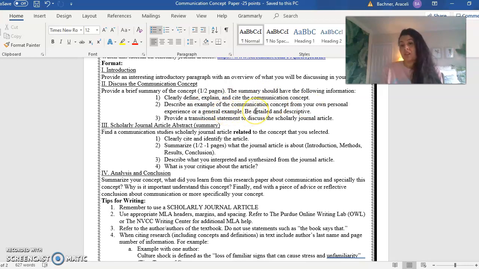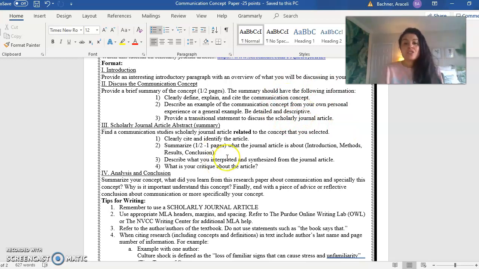The next part should be to describe an example of the communications concept from your own personal experience or a general example. You could give a personal example, or a pop culture example, or a hypothetical broad example that really portrays language characteristics or the other concept that you used. And then provide a transitional statement to discuss the scholarly journal article. Okay? So first, tell me what concept you selected from the textbook.